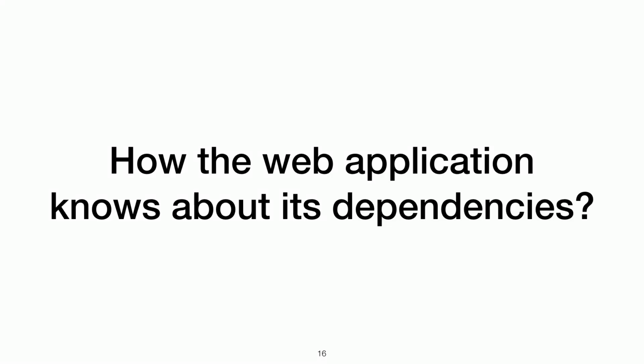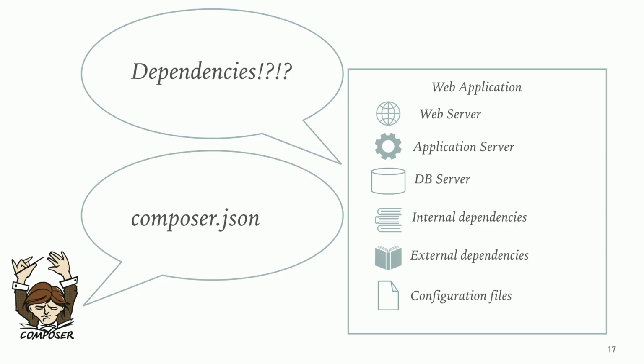So now we have the basic concepts. We know what a package or a library is, and the web application. So now, how does the web application know about its dependencies? We can have all these components, and the web application can say, okay, I have these needs, but where are my dependencies? For that, we have Composer, and Composer handles those dependencies using composer.json.